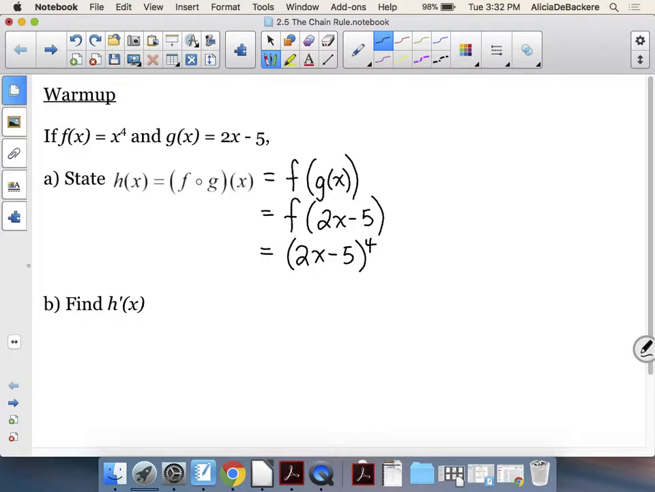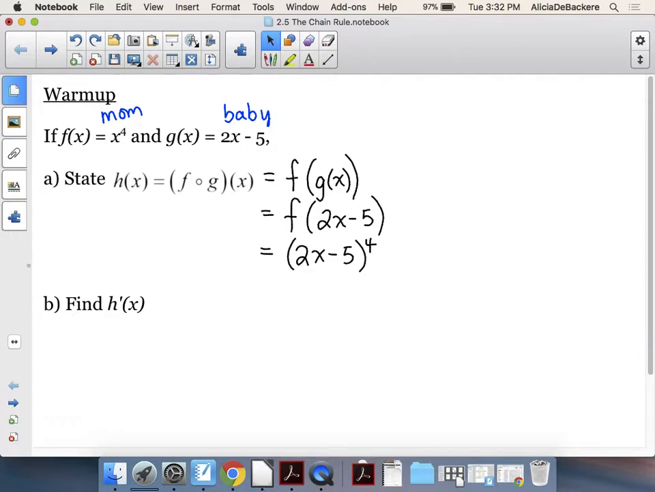So we have seen questions like this before where you have to take the derivative of a power of another function. But I can think of this as an outside function, x to the power of 4, and an inside function, 2x minus 5. Later on, on the next page, because the g(x) function is inside, I'm going to think of g(x) as the baby, and it's inside like a pregnant mom. I know it sounds crazy. And so here the mom function is x to the power of 4, and the baby's inside of the mom, so she's pregnant.